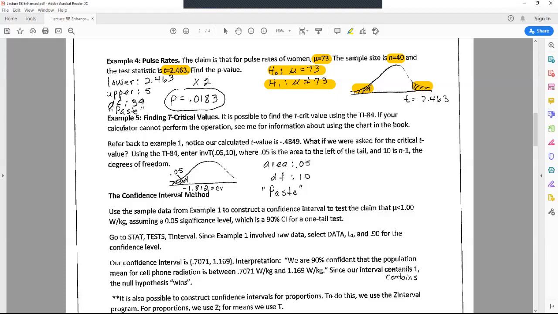And they tell us that the t statistic is 2.463. And if we do the right tail, we're going to go from 2.463 all the way up to t is 5. The degrees of freedom here would be 1 less than 40, which is 39. We would do the pasting. And again, since this is a two-tailed test, we will multiply by 2. That gives us 0.0183.